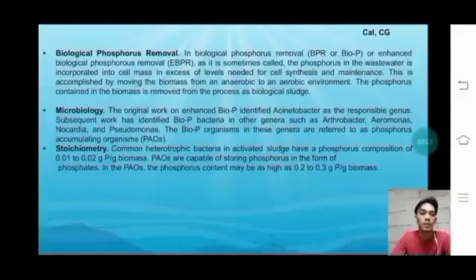Biological phosphorus removal. In biological phosphorus removal, the phosphorus in the wastewater is incorporated into cell mass in excess of levels needed for cell synthesis and maintenance. The phosphorus contained in biomass is removed from the process as biological sludge.